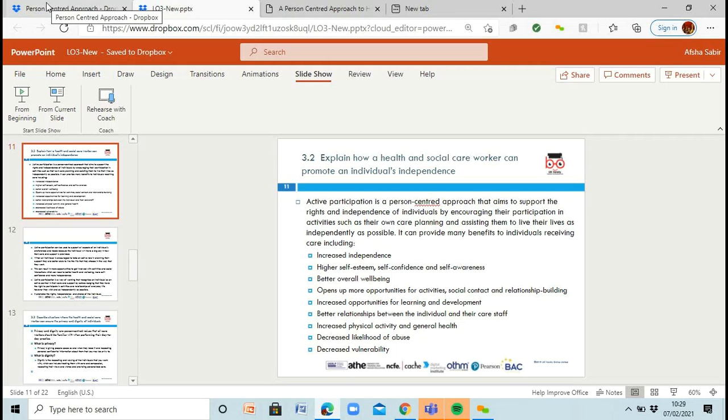It'll give you increased physical activity, give you better health. You'll get less likelihood of being abused, and you're less likely to be vulnerable because you are trying things for yourself. You're promoting that service user to be more active and be more independent, and this will help them.